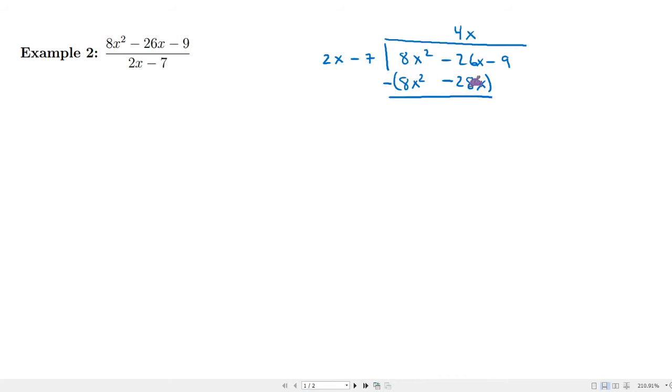Minus minus will be plus 28. So this will give us positive 2x. And then we bring the lower ordered terms down, and then we start the process all over again.